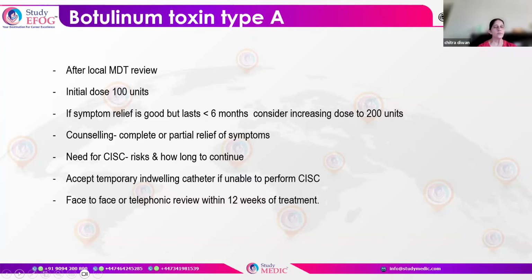Another important thing that you have to tell is that sometimes these women can need clean intermittent self catheterization. And this comes with its risks. So you have to counsel them; only if they are able to do self-intermittent catheterization, then offer botulinum toxin, or they should be able to accept an indwelling catheter for some period of time. And after this botulinum toxin has been offered, then you will offer her either a face-to-face or a telephonic review within 12 weeks of treatment.